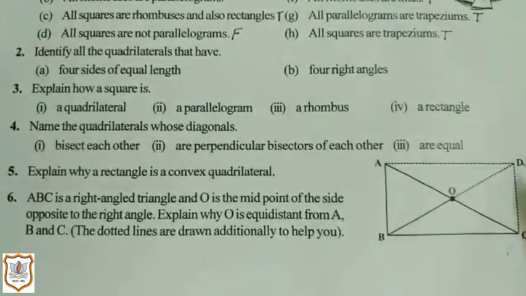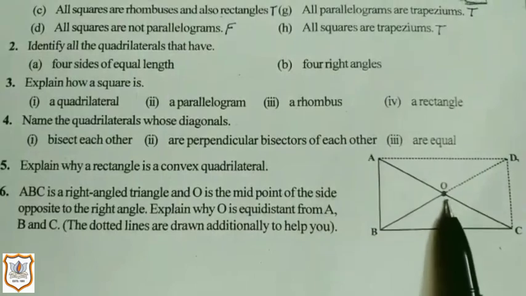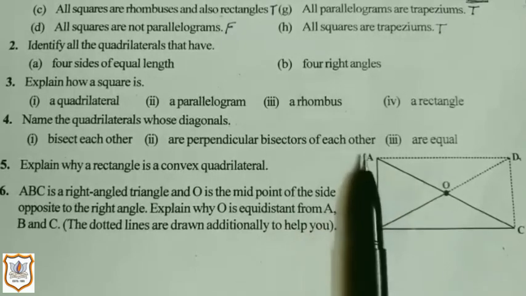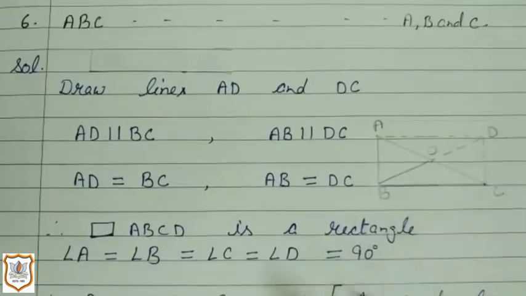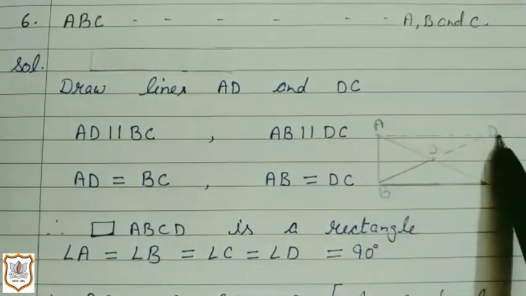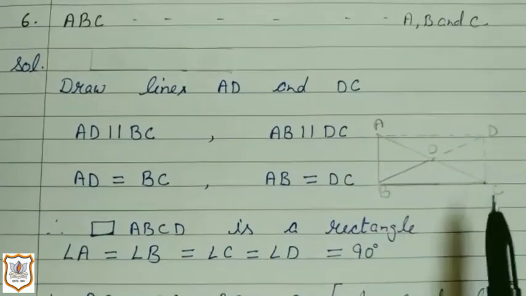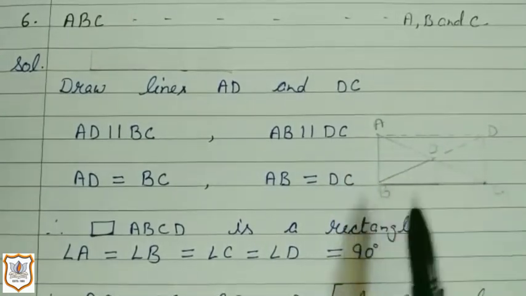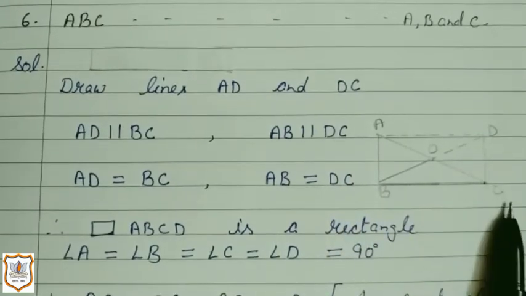Clear students? In this question, we have to explain that O is equidistant. Equidistant means equal distance from A, B and C. Look at the solution. Draw lines AD and DC. AD parallel to BC and AB parallel to DC. AD is equal to BC and AB is equal to DC because this is a rectangle.